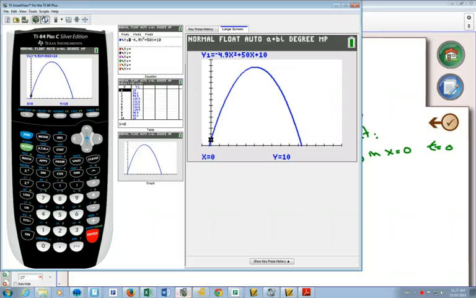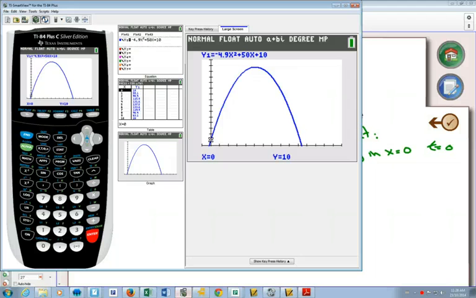Yeah. For mine, it just keeps saying 35.9. Because you haven't typed in this equation yet. Yeah, I did. And you have to put in x's instead of t's. Here's the x's. So you're going to have to go negative 4.9 x squared plus 50x plus 10.